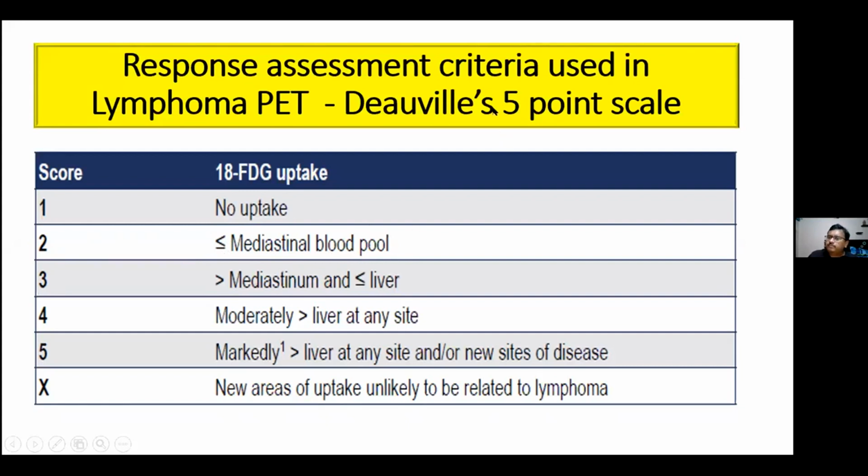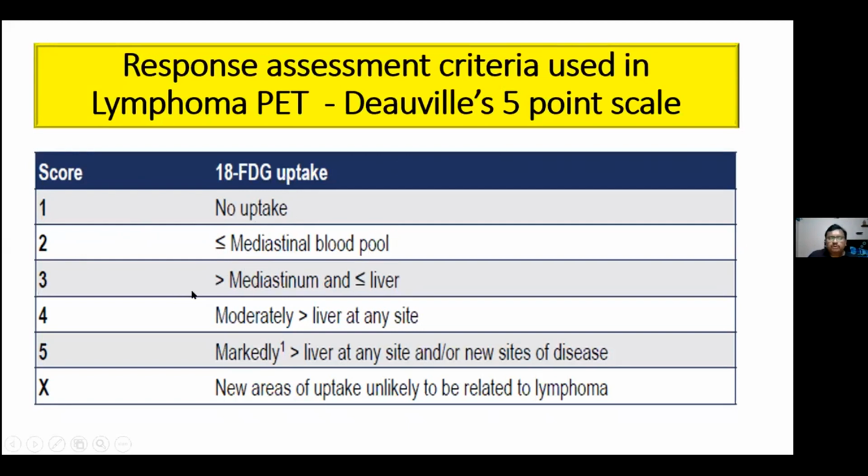The Deauville's 5-point scale is not based on the SUV. Now, all the oncologists or radiation oncologists or oncosurgeons must be used to the SUV. This is actually a visual scale. But when I report, I also give the SUVs. But to be clear, the Deauville scale is a visual scale. Score 2 is less than the mediastinal blood pool.